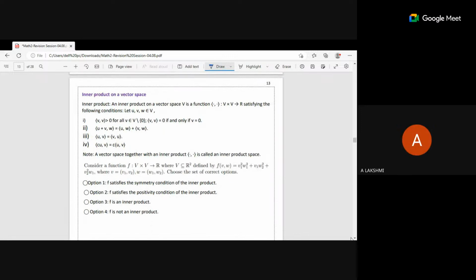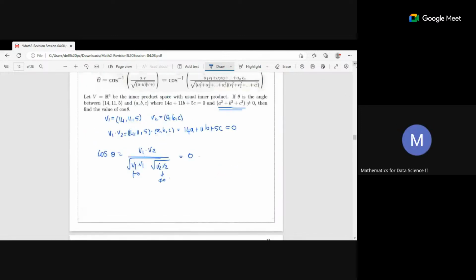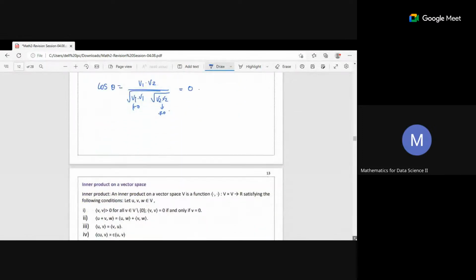Ma'am, the angle will be 90 degrees, no ma'am? Here they are just asking for the value of cos theta. If you want to write the specific value of theta, yes, you can write pi by 2 or 90 degrees.